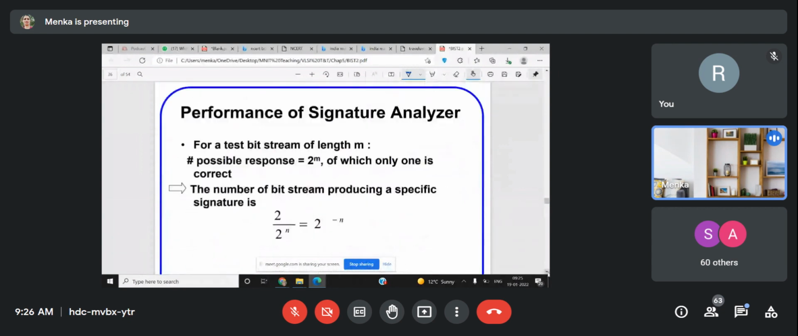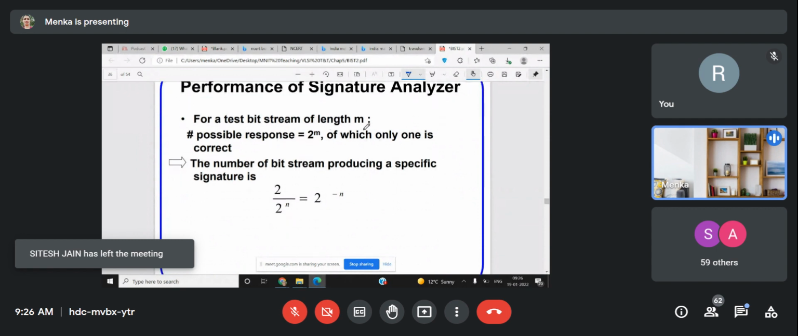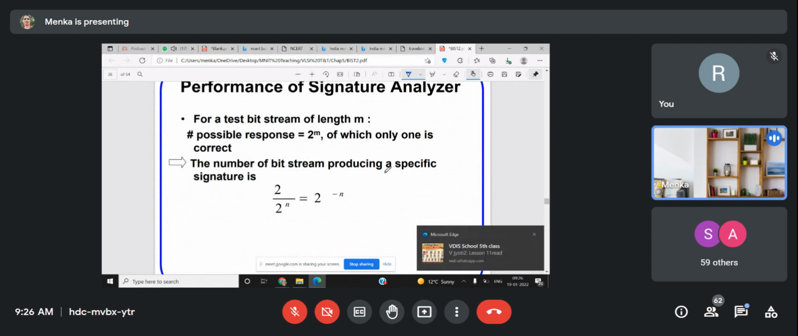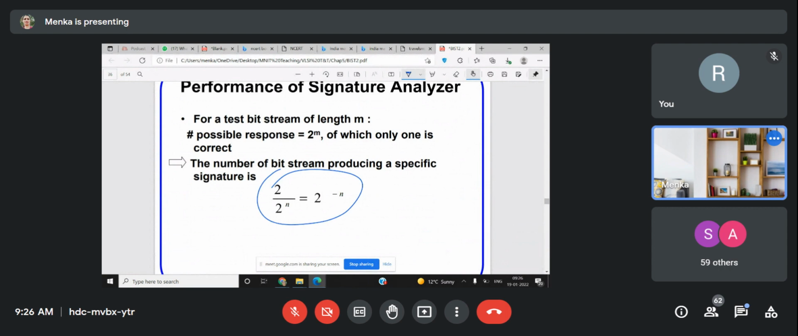Performance of signature analyzer is given over here. For a test bit stream of length m, possible responses will be 2 raised to power m, of which only one is correct. Out of those possible responses, only one is correct, because the signature is unique for every bit stream. The number of bit streams producing a specific signature is given by this formula.